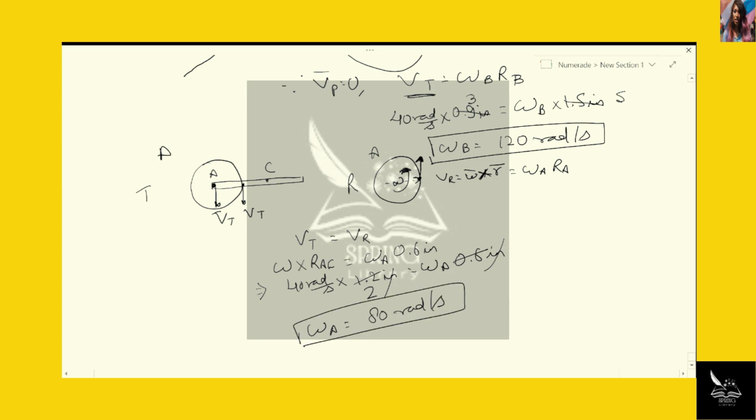So again, using the principle of separation of velocity into translational and rotational parts, and for rolling without slipping, applying the condition that velocity at the point of contact Vp is 0, we can get the required quantities omega A and omega B.